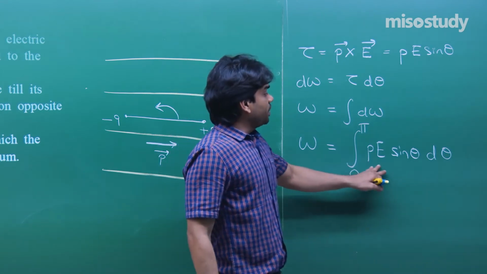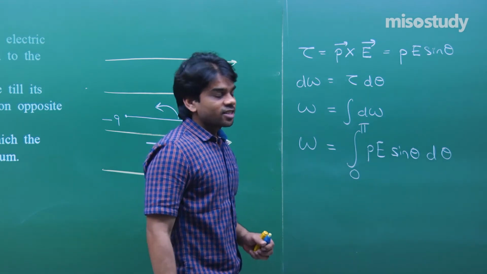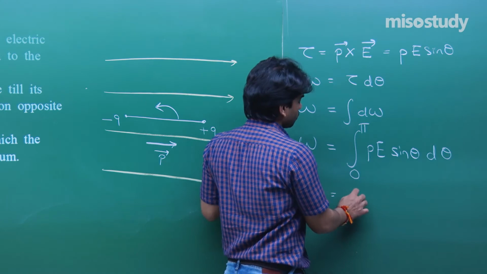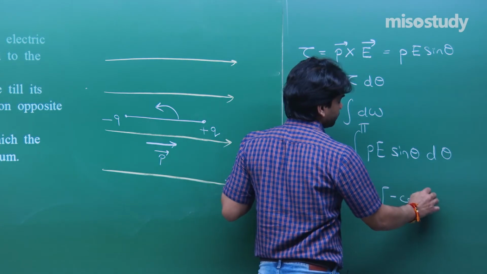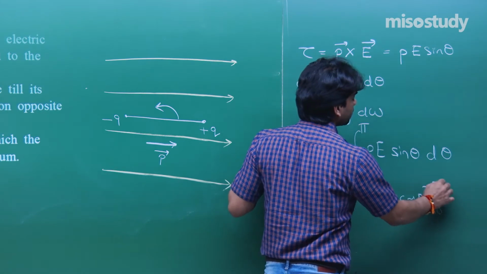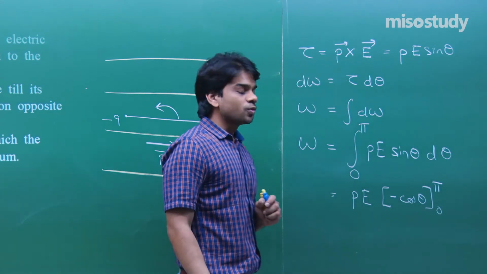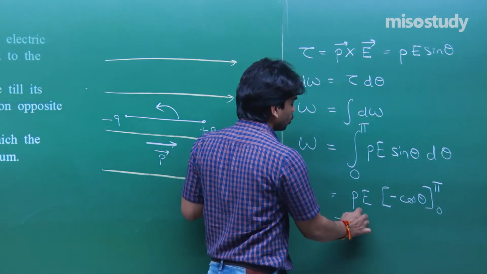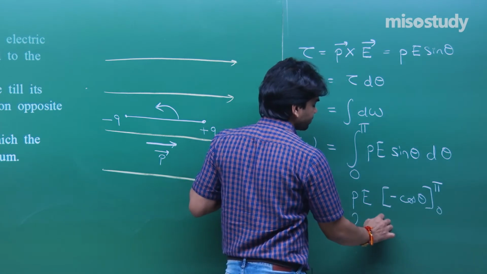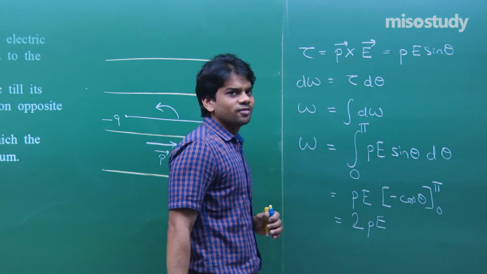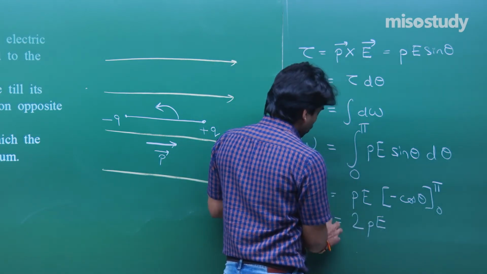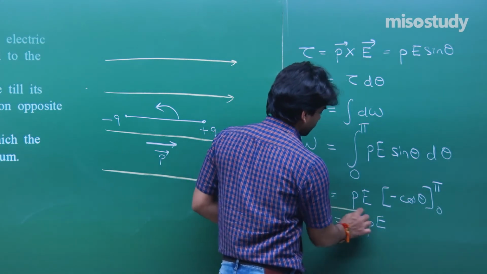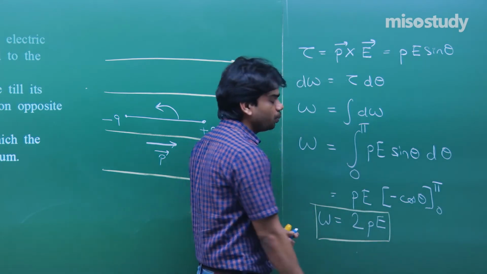Now for this one, if I integrate sin theta, it gives you minus cos theta. So PE you can take out, minus cos theta from 0 to pi. Simply put up all the values, you will get the required result. This will come out to be 2PE. You can check the values, you will get in this way 2PE. This is the value of work done which we have just obtained, 2PE.